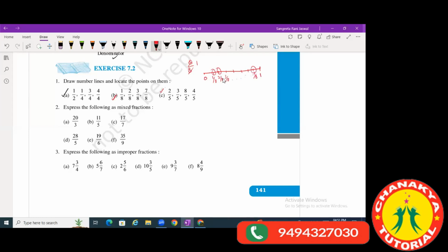Okay. Now this is 1 by 2. Look here. When you take this, see this 4 by 4 is nothing but 1 only. Okay, 4 by 4 will be 1. So again, you have to divide this from 0 to 1 into how many parts? 4 equal parts. So that's 1, 2, 3 lines. So these are 4 equal parts now.